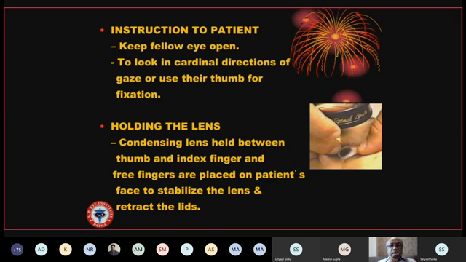I agree with whatever else Pooja has said. Next slide, please, Pooja. Please go ahead.